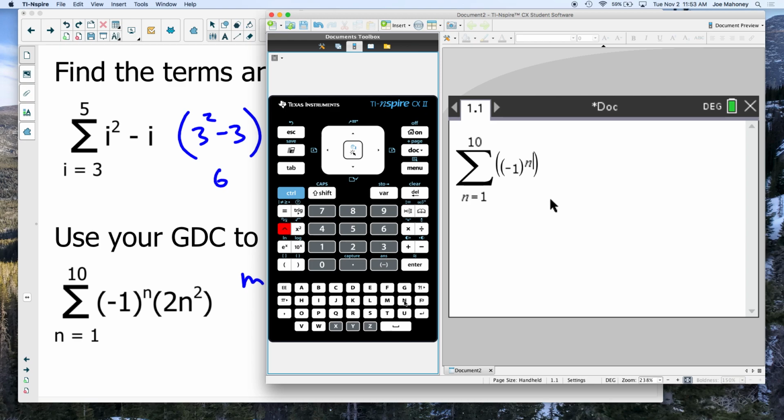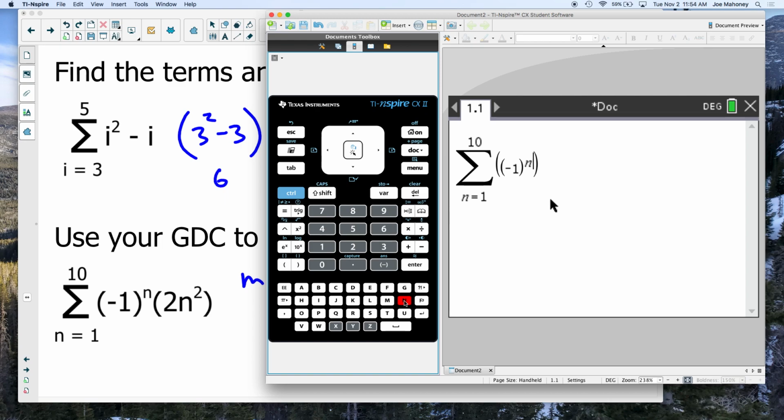-1 to the n. Because if n is an odd number, then we have the value -1. If n is an even number, a negative number squared, or -1 squared, for example, is +1. So this is going to change the signs of the series. Pretend you have a sequence where one number is positive and the next number is negative and the next number is positive and the next number is negative. This is a situation how we would handle that.